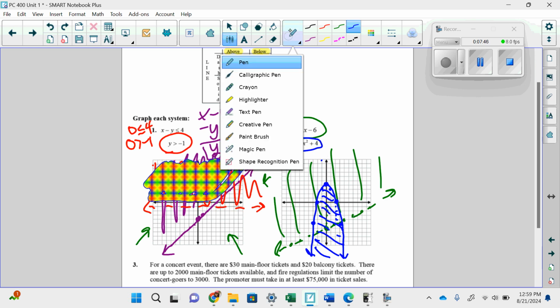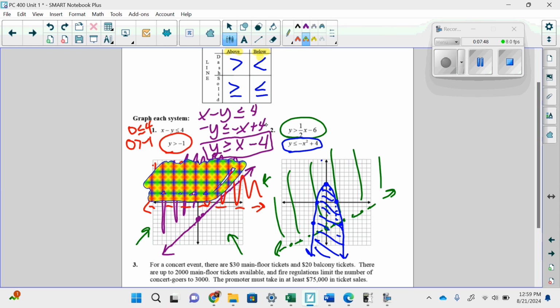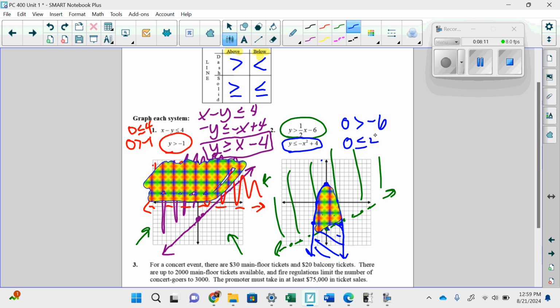So our answer to that system is this region here that is below the quadratic but above the linear inequality. So any point within that region will be a solution, and if we were to test that, (0, 0) is in that shaded region, so let's test. If I substitute in 0, I get 0 is greater than -6, true. 0 is less than or equal to 4, true.